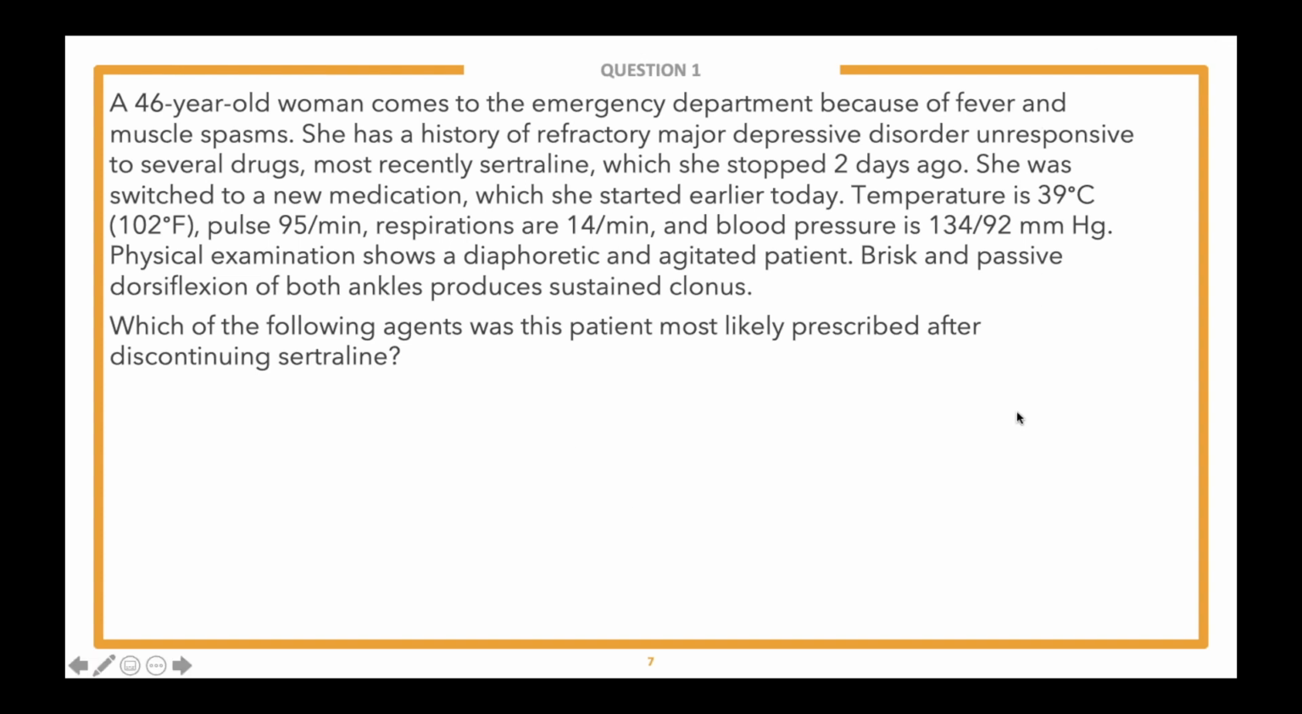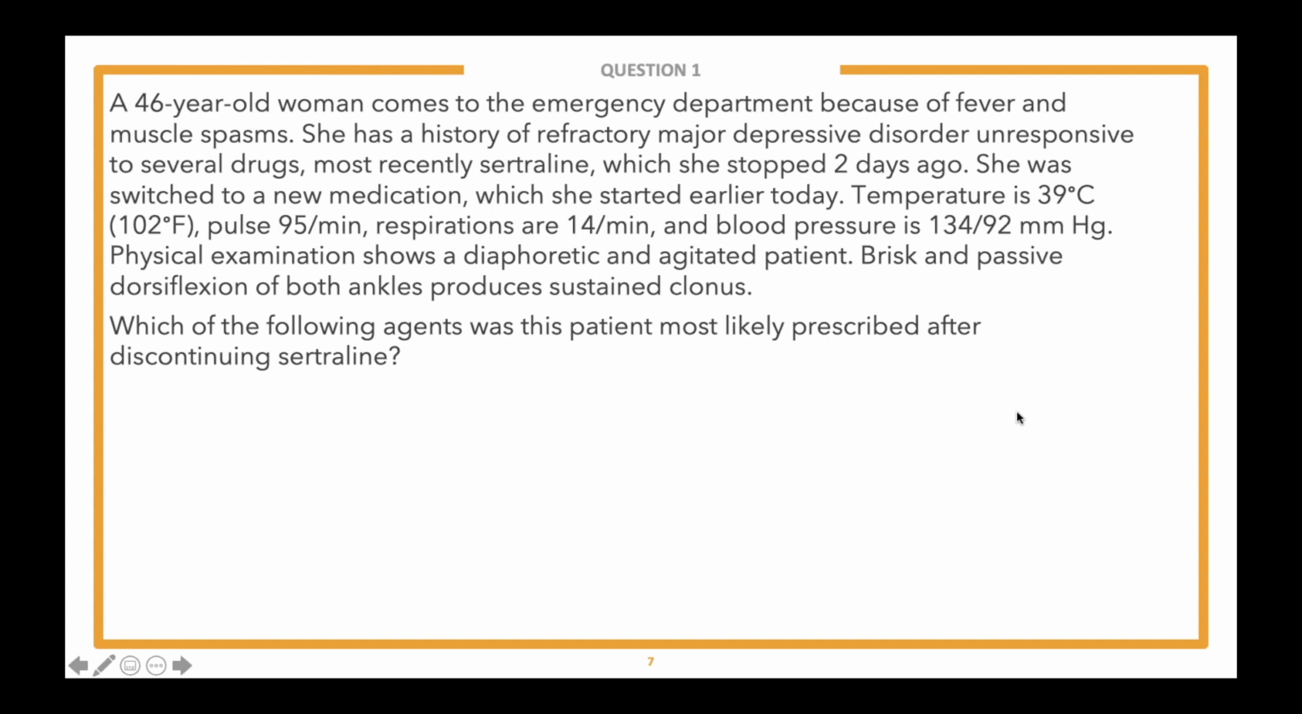Which of the following agents was this patient most likely prescribed after discontinuing sertraline?